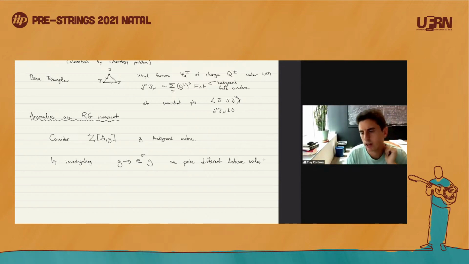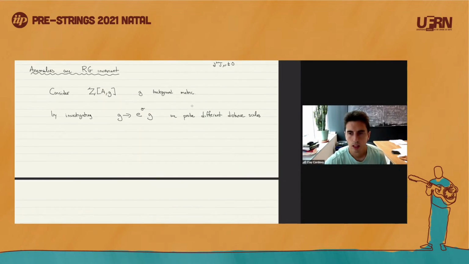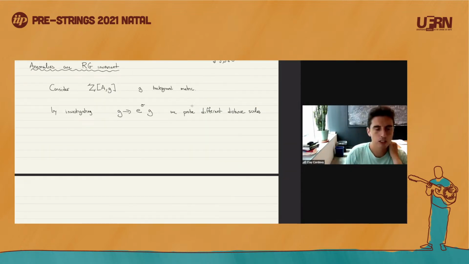So I can study the RG properties of the effective action of this QFT by studying the correlation functions or the partition function as a function of g scaled up by various factors. Now, what we'd like to do is use something fundamental, which is called the Wess-Zumino consistency condition.